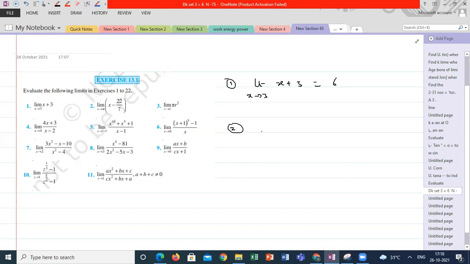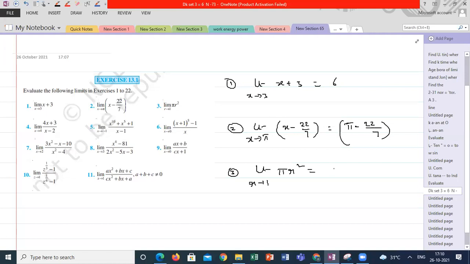Second one, what is the answer for the second one? Limit x tends to pi, x minus 22 by 7. You can say pi minus 22 by 7. You can keep it like this. Next one, limit r tends to 1, pi r square. Pi into 1 square is pi. So direct substitution.